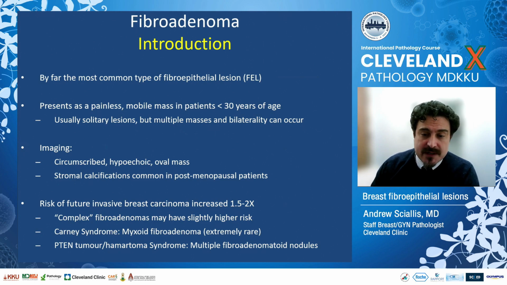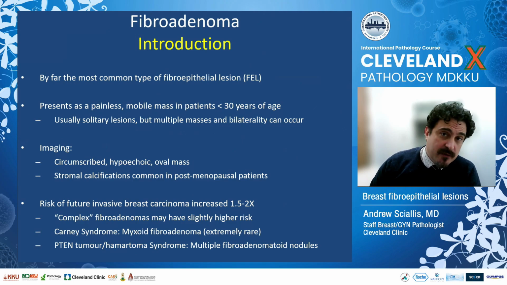Some patients have a predisposition to particular types of fibroadenomas, ones with myxoid stroma or outright just myxomas of the breast, which would be in Carney syndrome. And then in Cowden syndrome, one of the forms of the PTEN hamartoma tumor syndrome, multiple fibroadenomas or fibroadenomatoid nodules can occur. In fact, in patients with Cowden syndrome, they can have the whole spectrum of proliferative fibrocystic changes in the breast affect them.